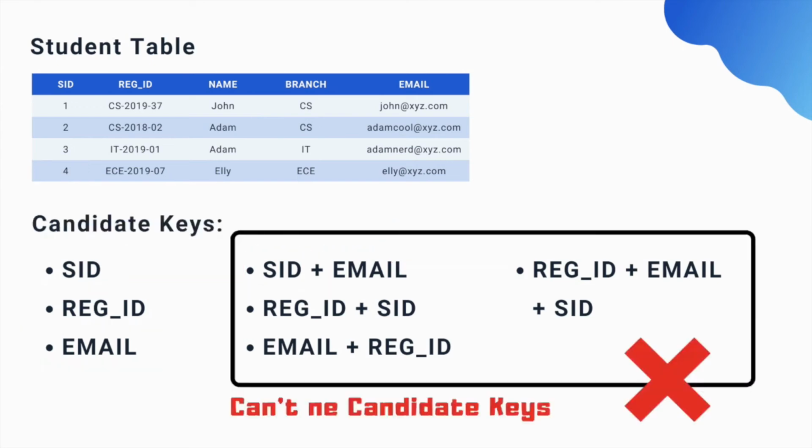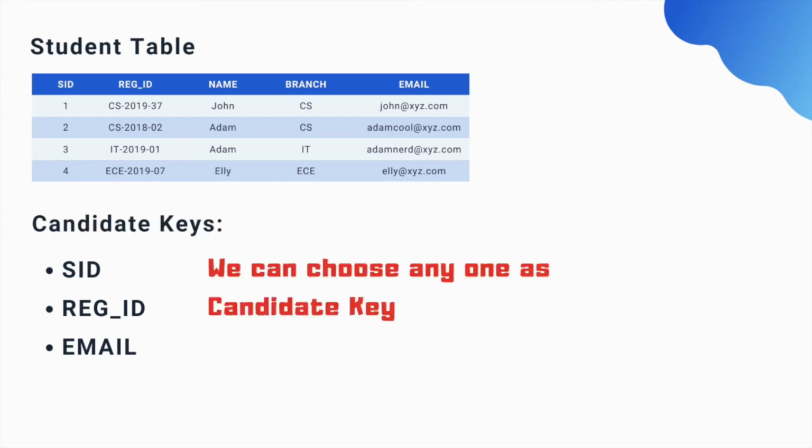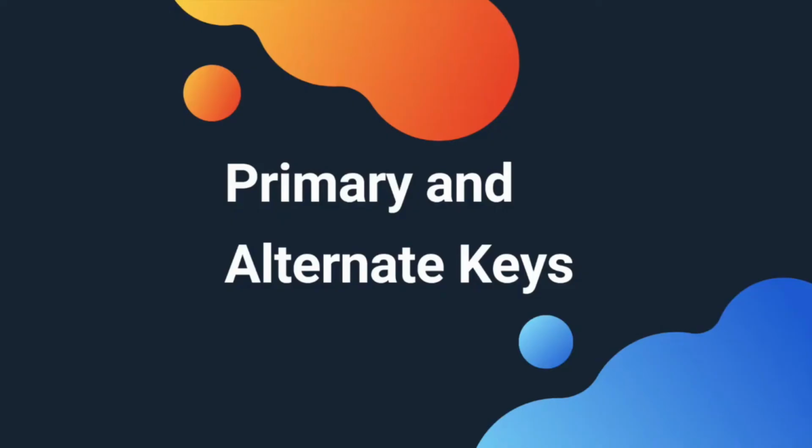This way, we can come to a conclusive proof that SID, email, and registration ID are the candidate keys for the relationship that we have. Now, moving on to primary and alternate keys.